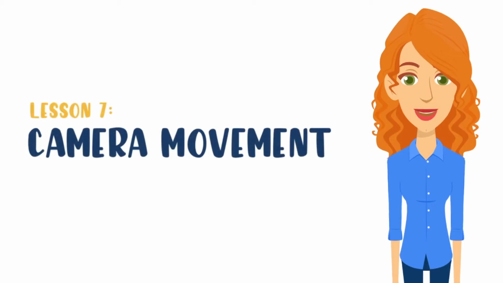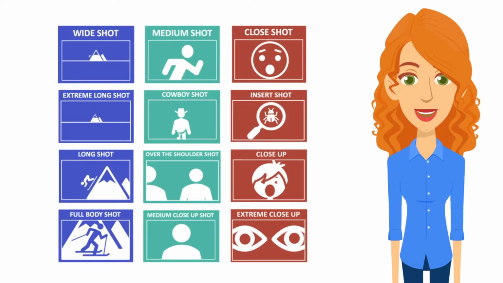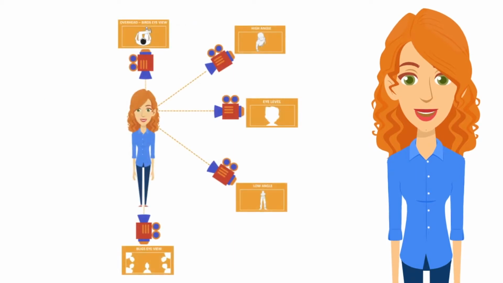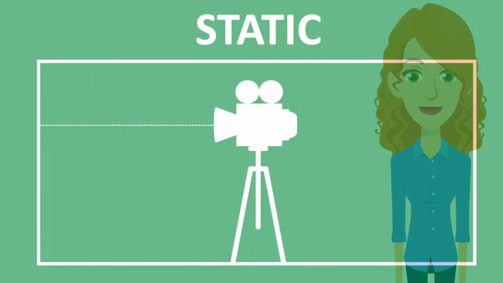Welcome to Lesson 7, Camera Movements. So far, we've been looking at the different types of shots and camera angles that we can choose from. In this lesson, we're going to explore the different types of camera movements and the impact they bring to your storytelling. Let's get moving.